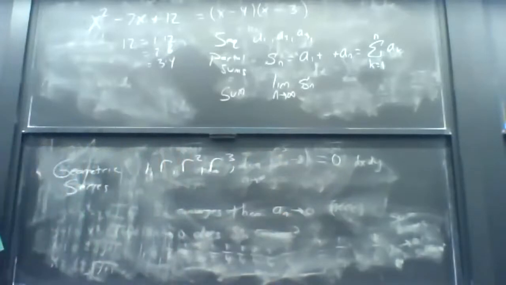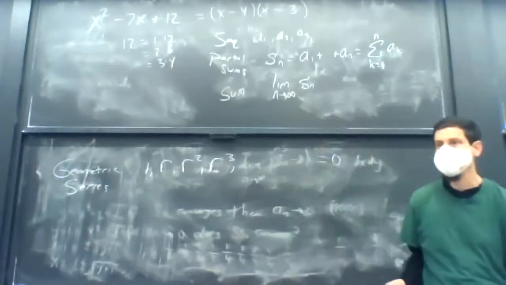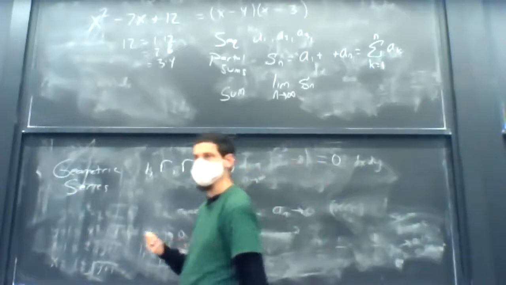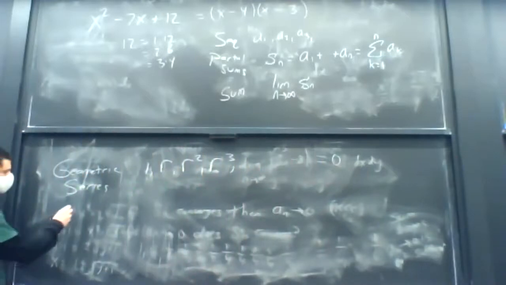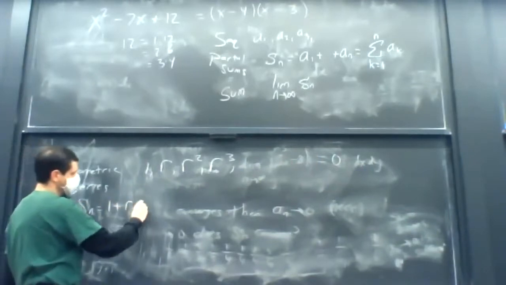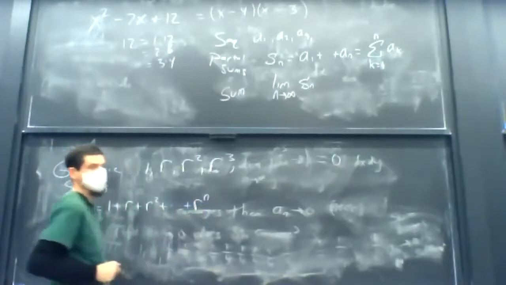I could, of course, multiply every term by a fixed constant, and I would just change the sum by that fixed constant. So if I know that the sum converges to 8, if I multiply every term by 5, the sum would now converge to 5 times 8, or 40. And the first thing you might want to do is look at the partial sums. So S_n would be 1 plus r plus r squared plus dot dot dot plus r to the n.